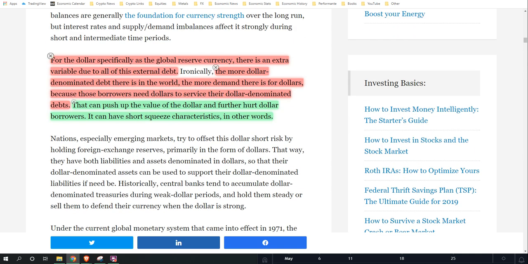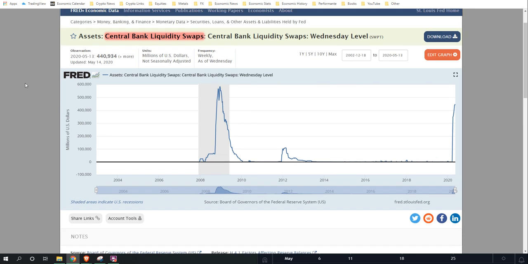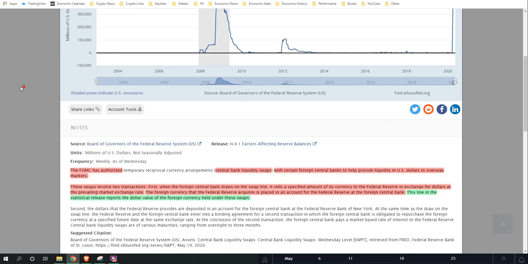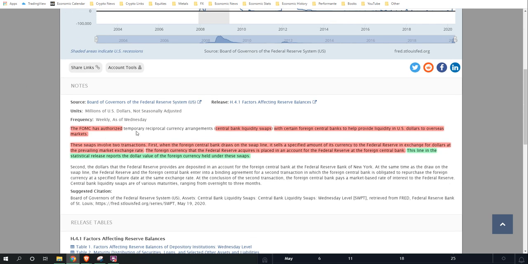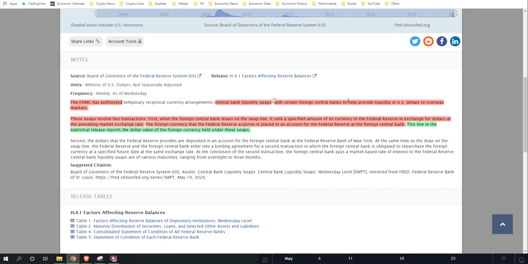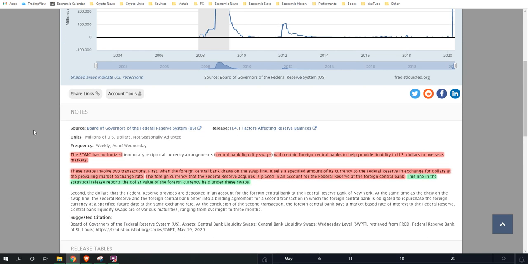So this next chart is actually going to show the central bank liquidity swap. What is this? Let's first understand what this is. So this chart is showing when the FOMC has authorized temporary liquidity swaps, so central bank liquidity swaps with foreign central banks, to help provide liquidity in the US dollar to overseas markets. So what does this mean?